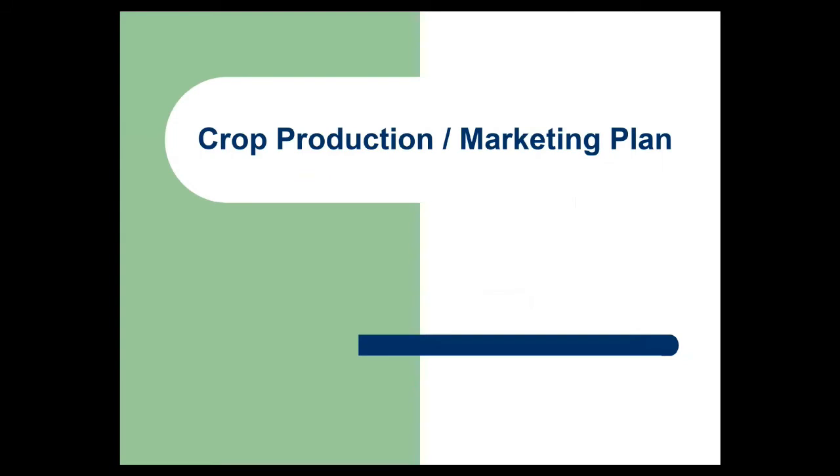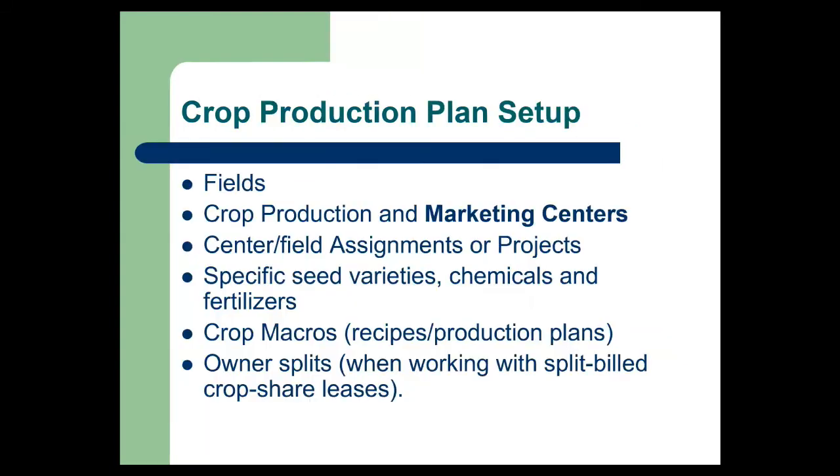And so let's walk through a crop production marketing scenario. So again, you have to have a field set up. You have to have a crop production and a marketing center. And as Daryl was showing you earlier, in a cost analysis format, you needed the crop production is a work in process, the marketing center is the finished goods, or the profit center. So you need to have that in place. And you would need to do this if you're using straight FBS anyway. So it knows how to do that. Center field assignments or projects set up.